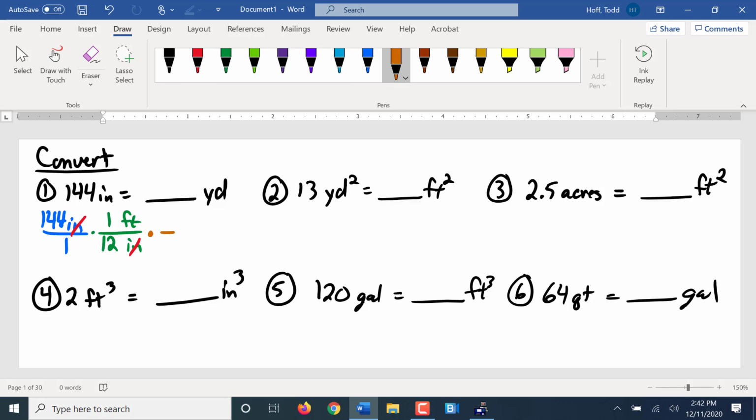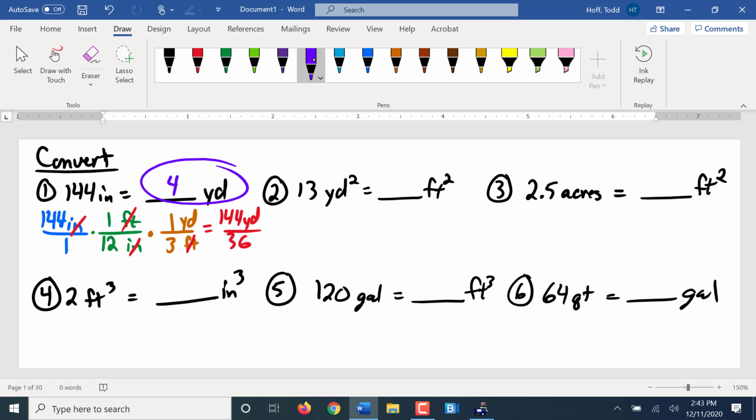Now we have to get from feet into yards, so put the feet on bottom, yards on top. What's that relationship? 3 feet and 1 yard. So the feet are gone. So on top, we've got 144 times 1 yard. It's 144 yards. On bottom, 1 times 12 times 3, which is 36. We divide, and what does that give us? 4 yards. Any questions on that one?